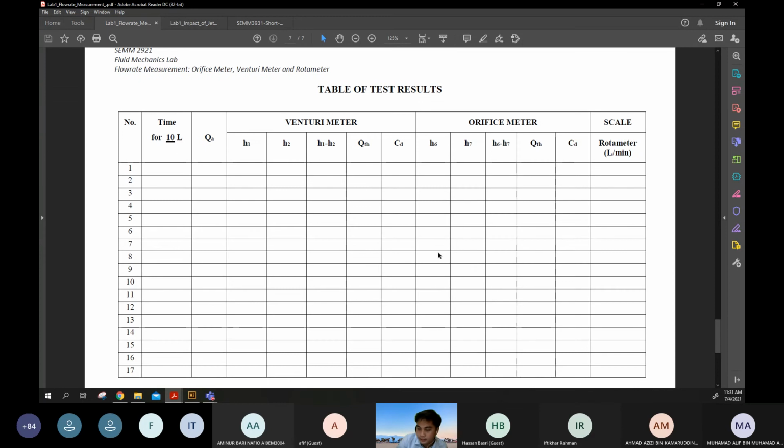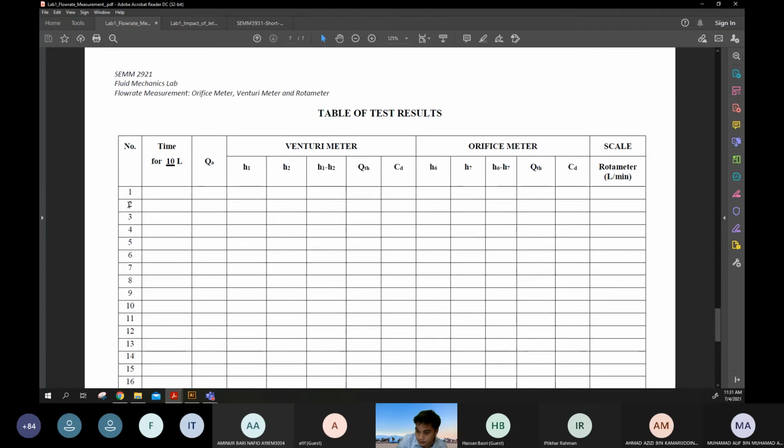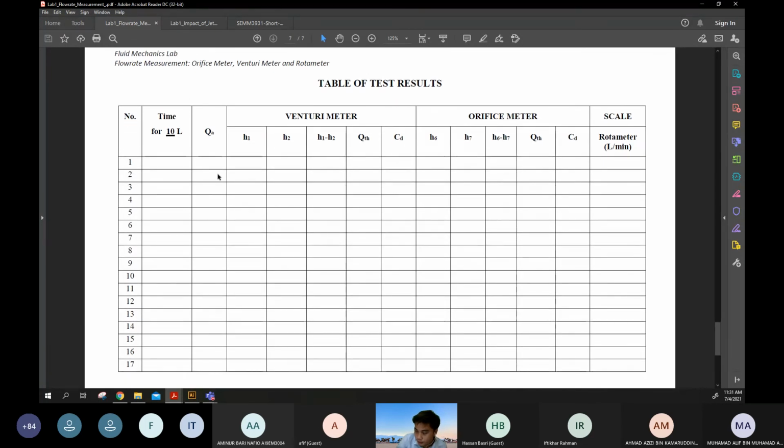Okay, the table for the discussion part, for the first result, you need to fill up all these data. We're going to give you the raw data for the time. For this QA, the actual, you can calculate by yourself, volume over time. And this is H1 and H2. We give you the raw data, and for this part, you're going to calculate yourself H1 minus H2.